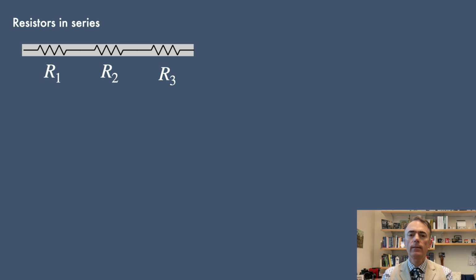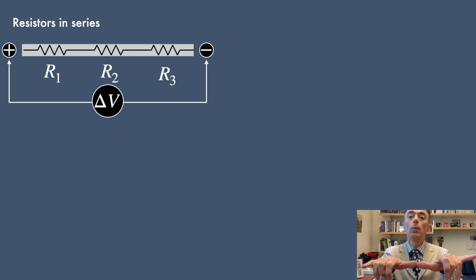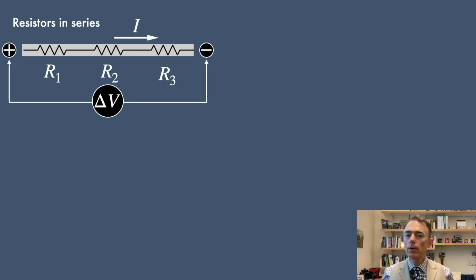In this lesson, we will focus on two common configurations: series circuits and parallel circuits. In a series circuit, all components are connected end to end in a single path, so the same current flows through each component. Let's look at the key features of series circuits.